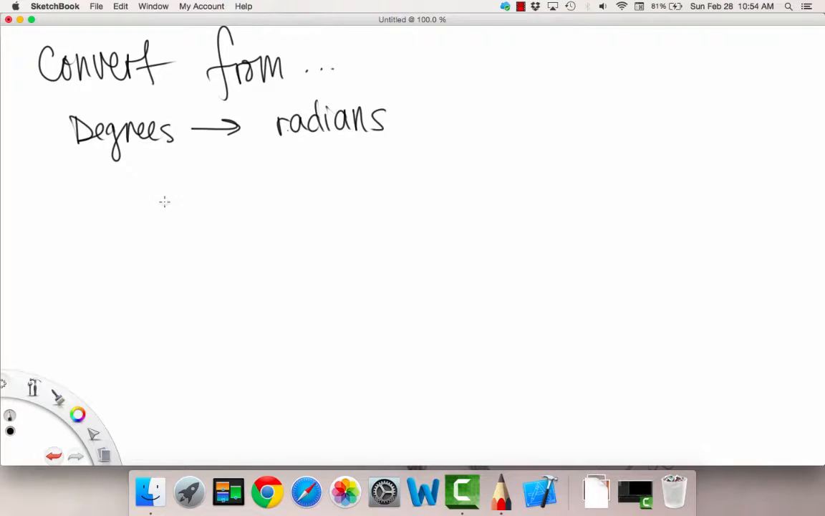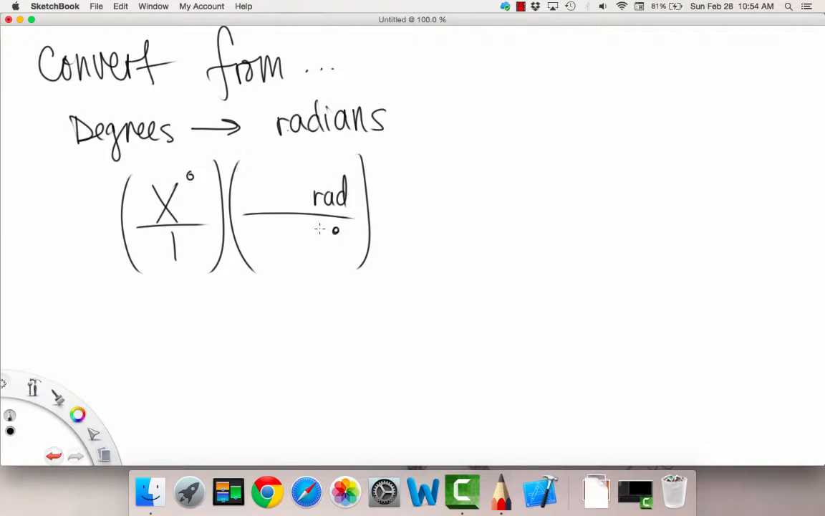So let's say you have X number of degrees, okay? Just some number of degrees that we have, and we want to convert it into radians. What we're going to do here is this X degrees is kind of like over 1, because when you just see something, it's automatically divided by 1, right? And what we want to do is get rid of these degrees. So we want to divide by that unit and tack on radians, right?